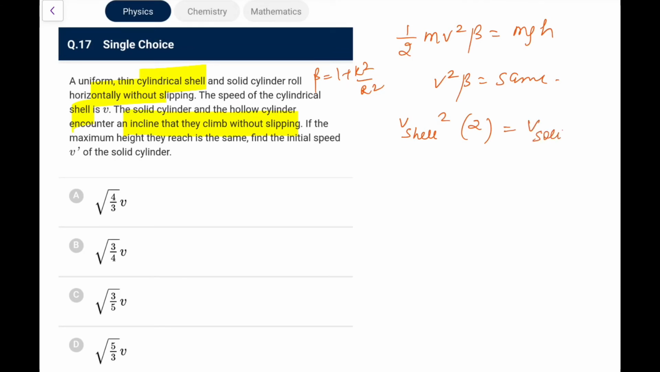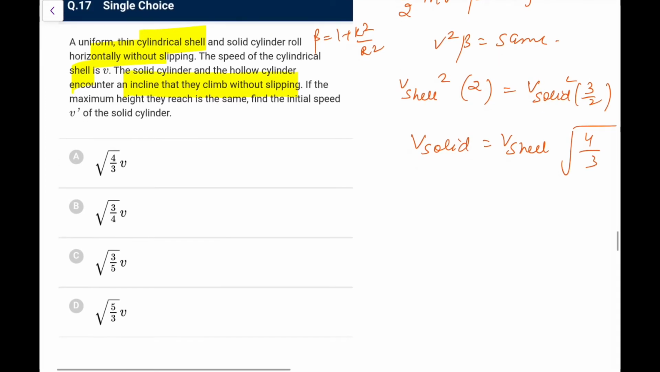And for the solid cylinder, like the disk one, beta would be 3 by 2. So clearly v solid would be v of shell into under root of 4 by 3. You can make it out. So what we have now, as per the option, this goes for option A here.